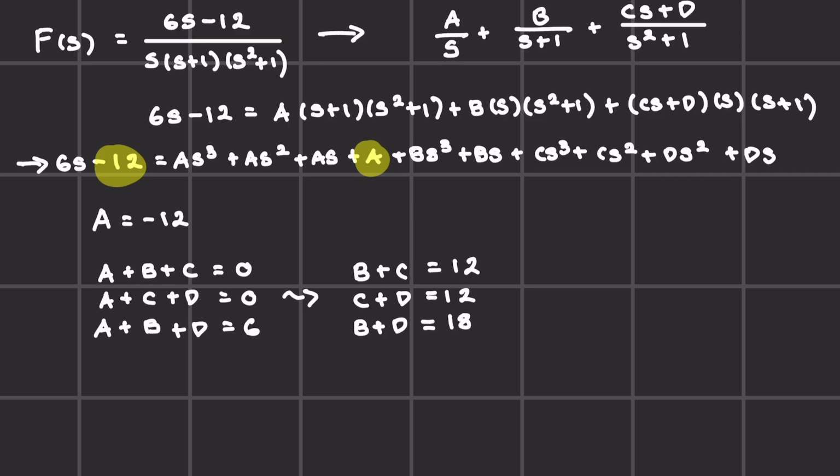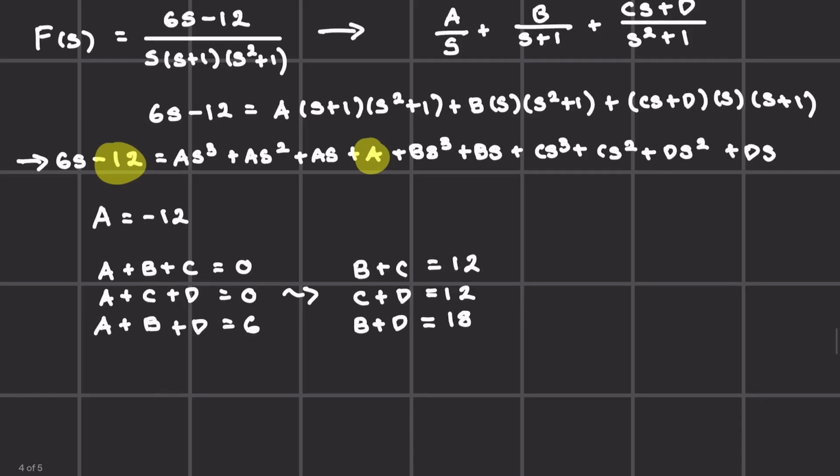Now we need to solve all of these equations. To do that, we can use the augmented matrix with Gaussian elimination, or elimination, or substitution. But in this case, it is easier to use substitution. We have B plus C equals 12, so let's set this equation into a C equals equation: C equals 12 minus B. After that, we can substitute the C into the second equation.